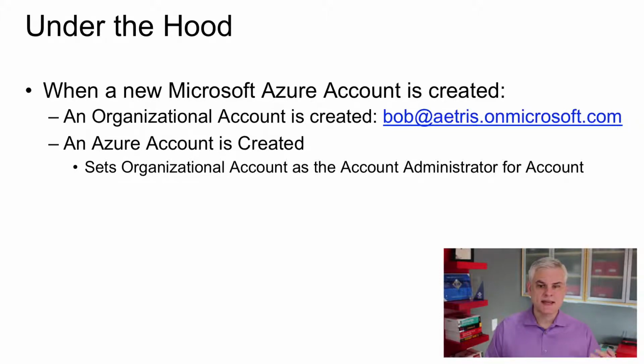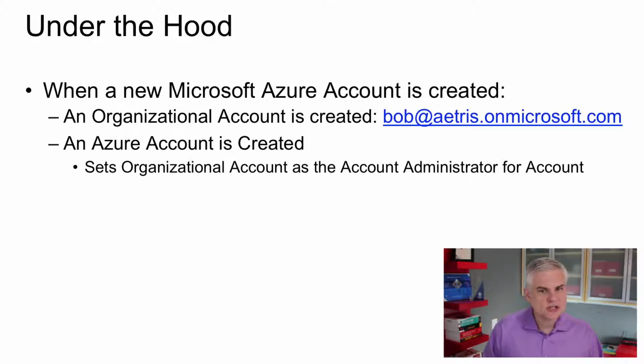And it's going to make bob@atris.onmicrosoft.com the account administrator. Now basically, this means that I'm the only one that can set up additional subscriptions, the only one that can touch billing for this particular account. There can only be one account administrator, and you can only change the account administrator by actually picking up a phone and calling Microsoft and requesting that change.